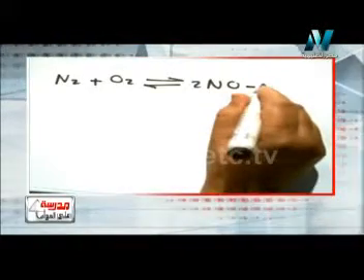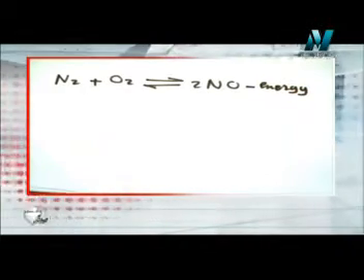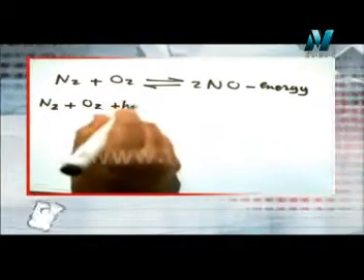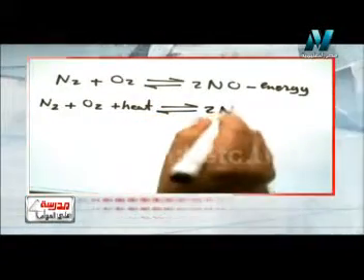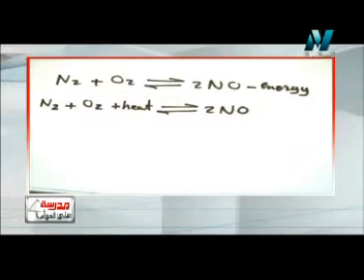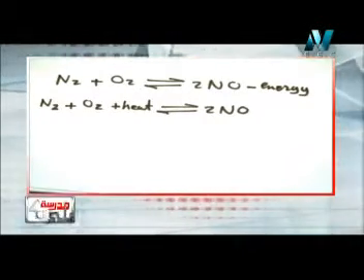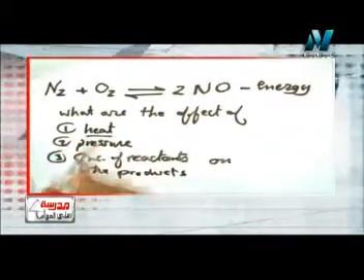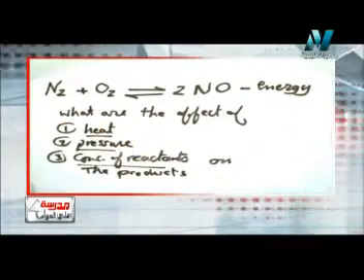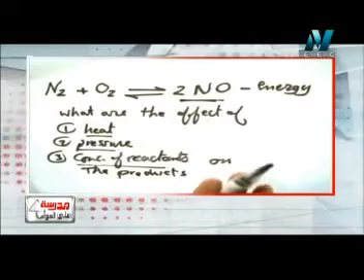At first, I must know whether the reaction is exothermic or endothermic. Let's return to the question. N2 plus O2 gives 2NO, negative heat or negative energy. We say that it is endothermic. Endothermic means it must be as follows: N2 plus O2 plus heat or plus energy gives 2NO. And we want to know the effect of these factors: the effect of heat, the effect of pressure, the effect of concentration of the reactants, an increase in nitrogen or oxygen, on the concentration of products, on the concentration of NO.